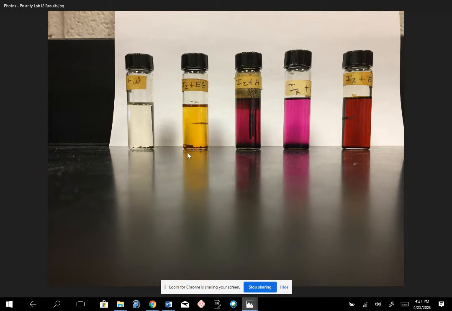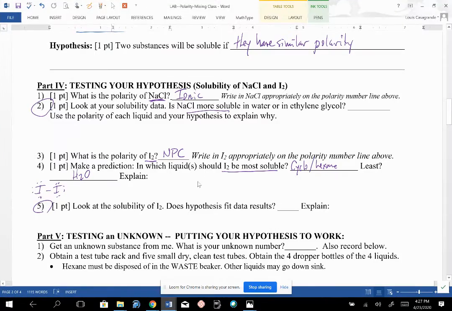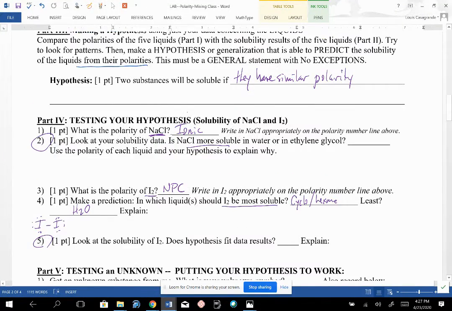Coming down to ethylene glycol, you can see some of the iodine sitting on the bottom here, and it's a much lighter yellow color. And in the water, you can see the iodine, those dark black crystals sitting on the bottom, and a very, very light brown color. So let's go back to our data chart and scroll up here.